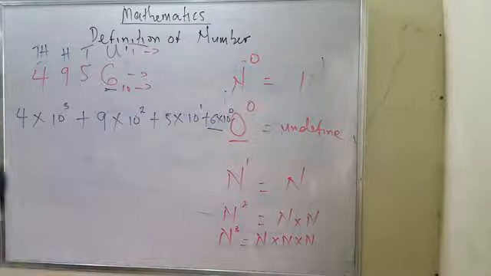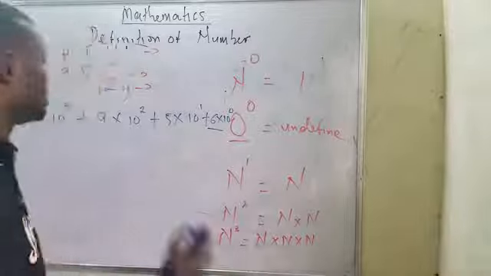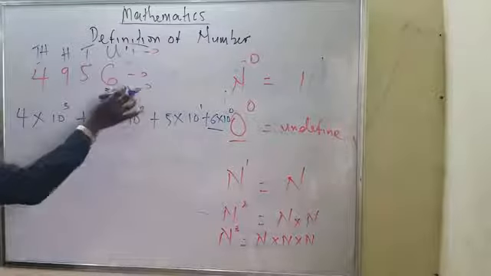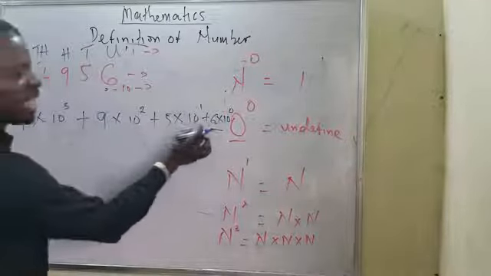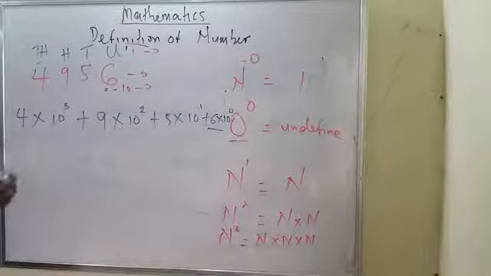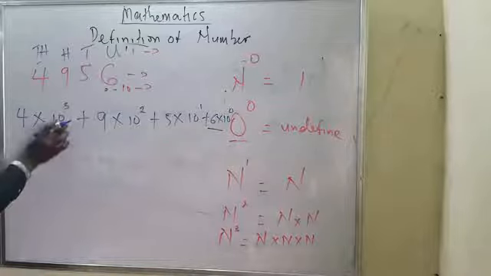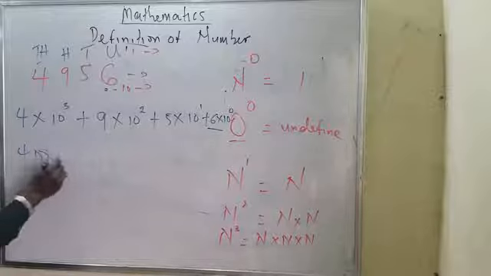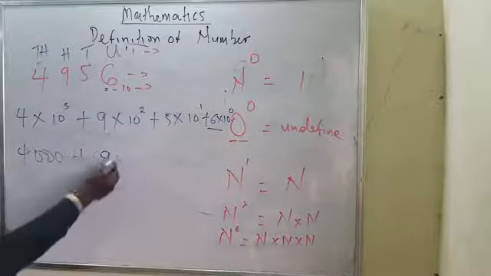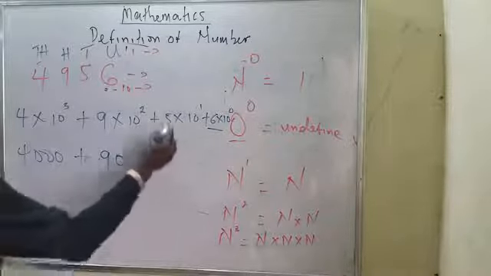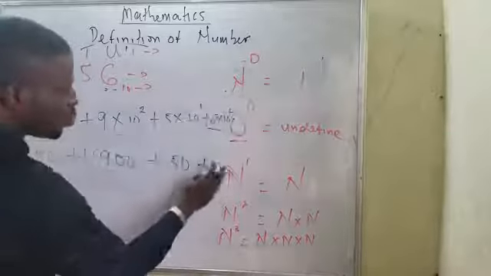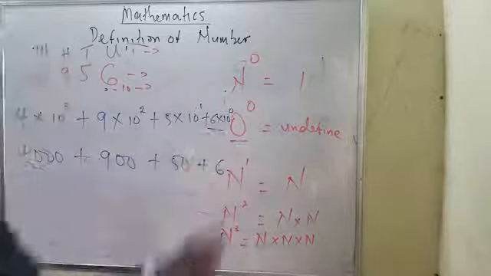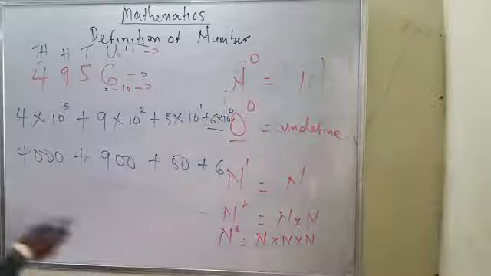Now, this applies to any system of numbers. Right now I'm working on the base, not implementing my base at this point. When you have it, you will notice that this one will give us 4,000, plus 900, plus 50, plus 6, because 1 times 6 is 6. Can you see that?